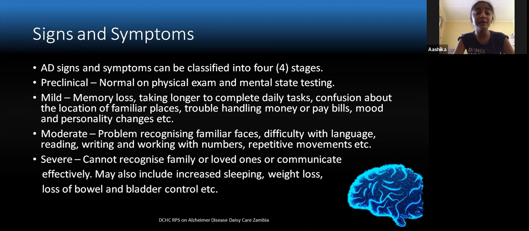Now we move on to what lets you know that one person has Alzheimer's disease. These are classified into 4 stages. The first stage is a preclinical stage. More or less, there are no symptoms in this stage. In the mild stage, you have memory loss, take longer to complete daily tasks, or have confusion about the location of familiar places. In the moderate stage, you will have problems recognizing familiar faces or difficulty with language, reading, and writing. And the last stage, better known as the severe stage, you cannot recognize family or loved ones or communicate effectively.